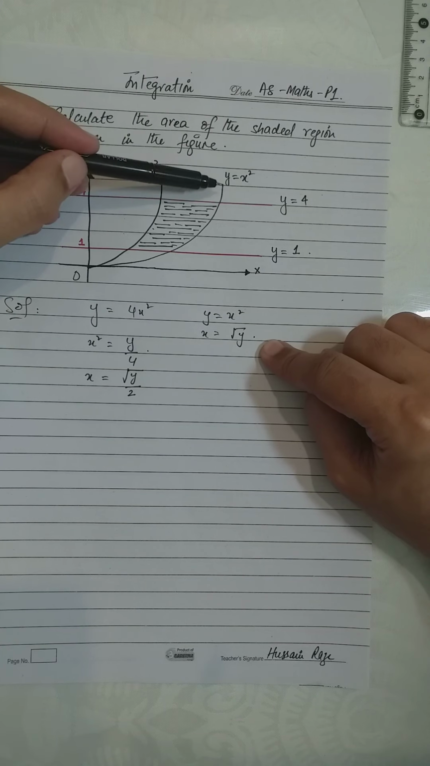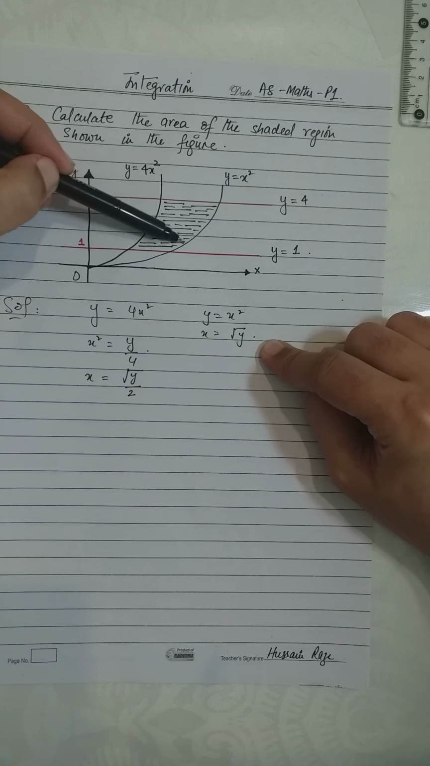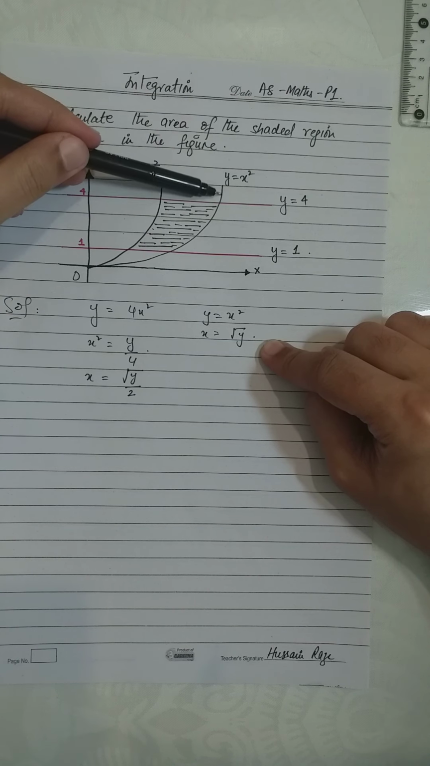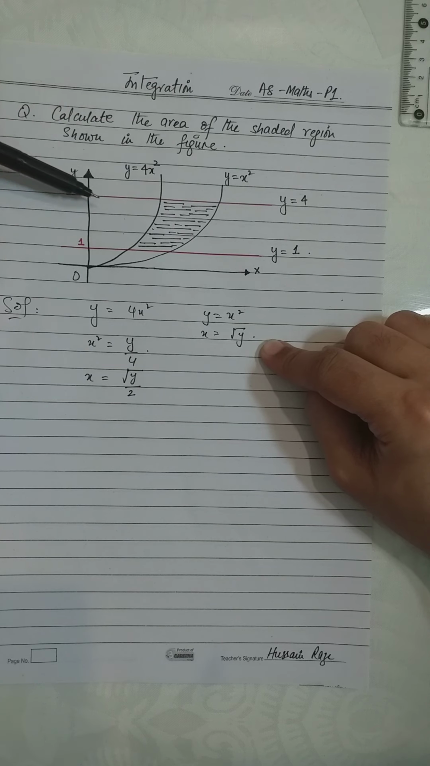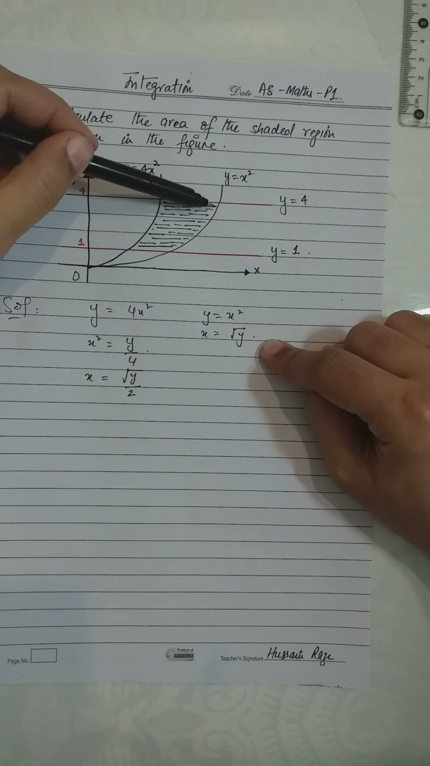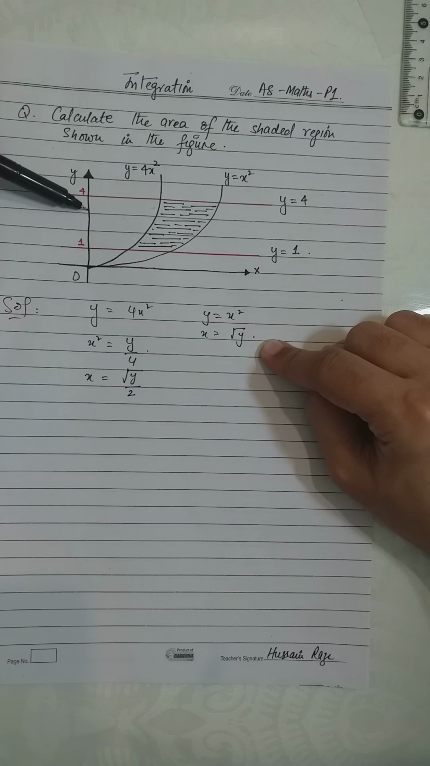If I see over here, this is the upper equation, this is the upper curve. So if I integrate this curve first, I'll get all the area, the whole area which is under the curve, with the limits applied 4 to 1. So that means I'll be getting this plus this.